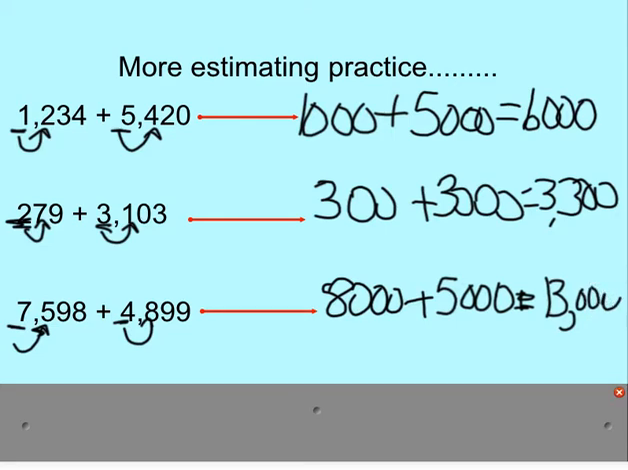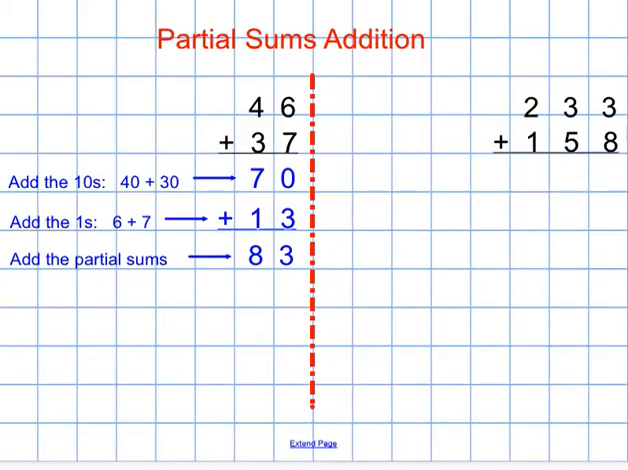13,000. So we have just been practicing doing some ballpark estimates, and that's what you are going to be expected to think about later on in this video. So back to partial sums addition.